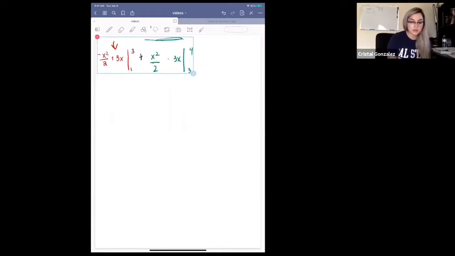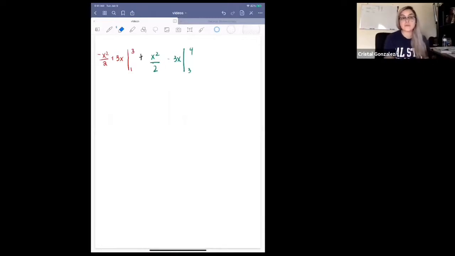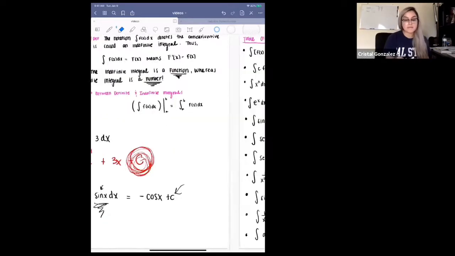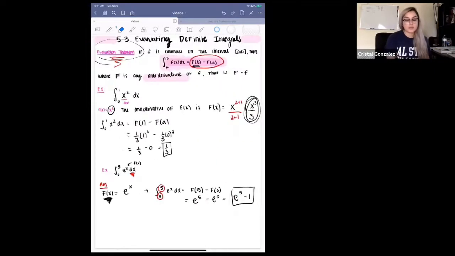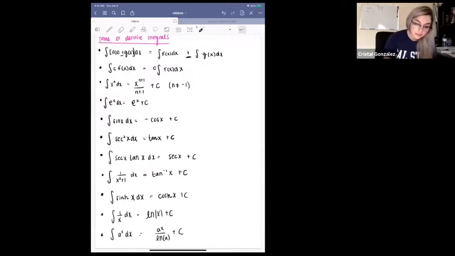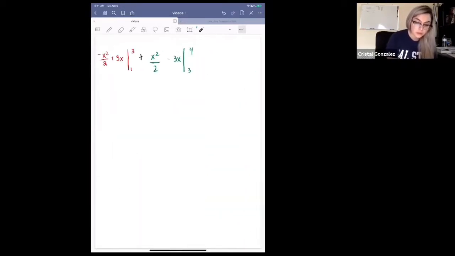And so now we have to evaluate this. Remember that in order to evaluate a definite integral, we do f of b minus f of a. So let's go back to our notes over here. We're going to be doing f of b minus f of a. So that's exactly what we're going to do. Here, this is our f, we need to do f of b. So we're going to plug in b and then subtract our 1. And then plus the same thing over here. Plug in our 4 and then plug in our 3.